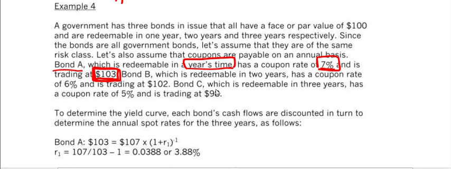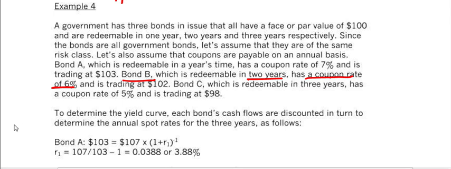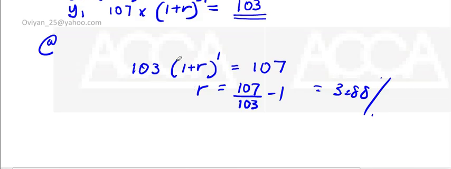Now bond B is redeemable in 2 years time. They are paying a coupon of 6%. So first year they give you 6%. Second year also they give you 6%, plus they give you back the money. Today it's trading at 102. So what are we finding now? We are going to work backwards to find the yield for year 2 only.